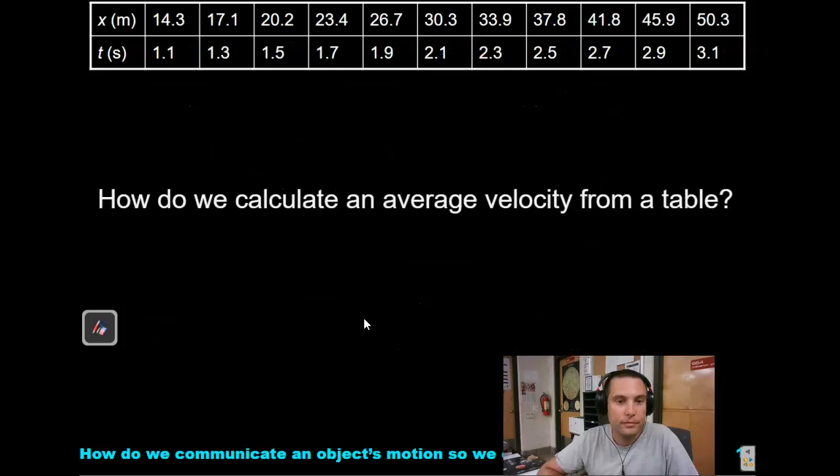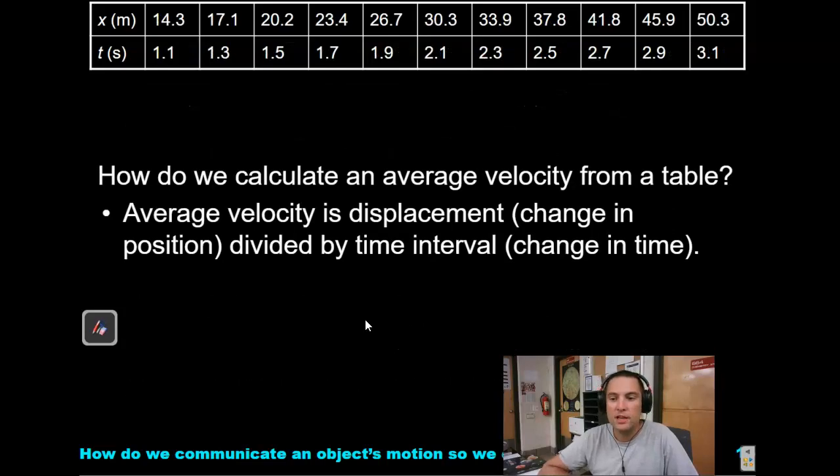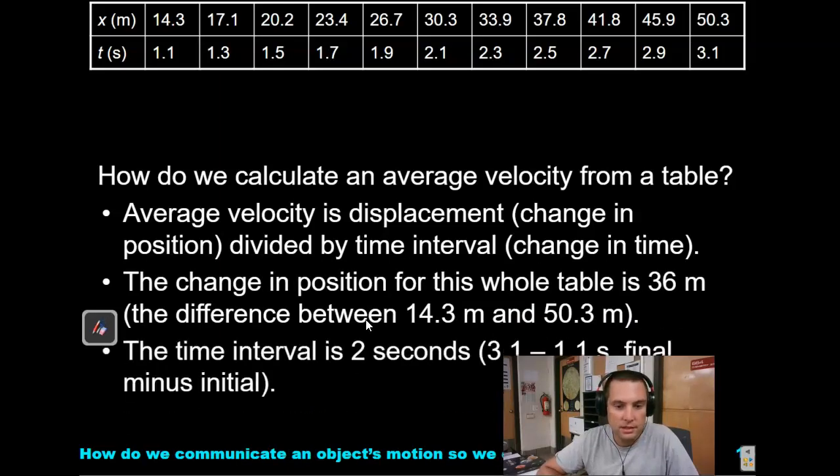time. How do we calculate average velocity? Well, average velocity is displacement divided by time interval, right? v equals delta x over delta t. The change in position for this whole table is 36 meters: 50.3 minus 14.3.